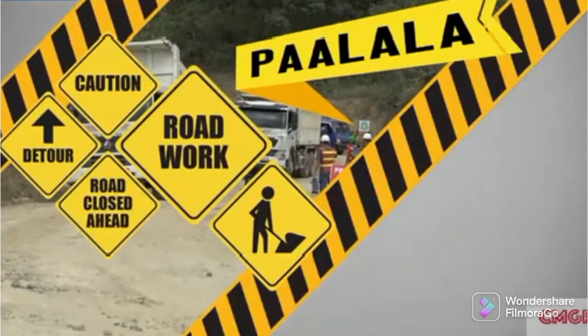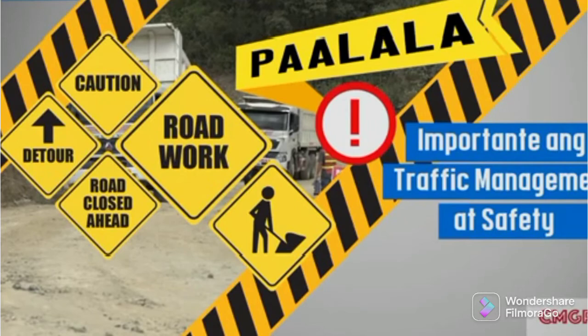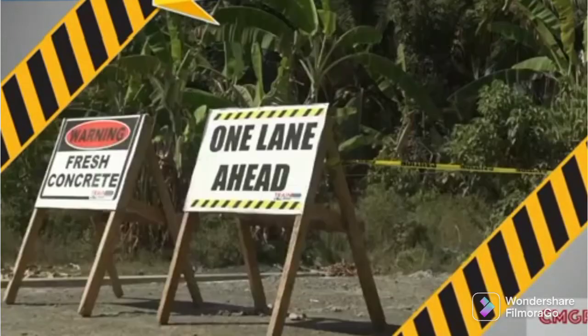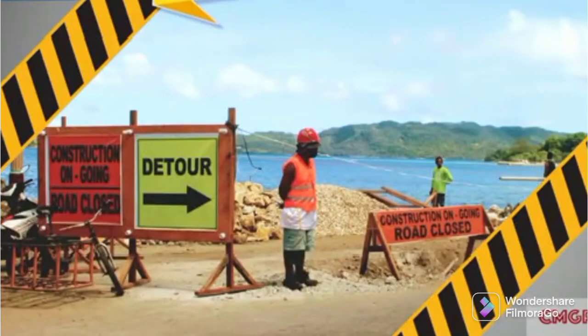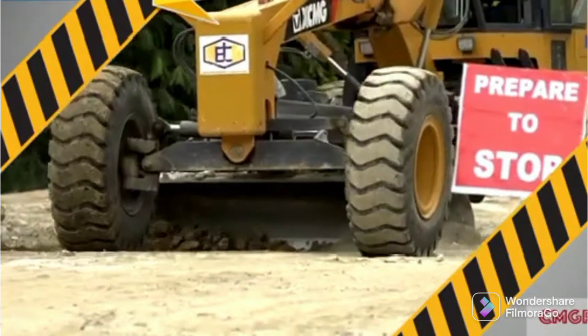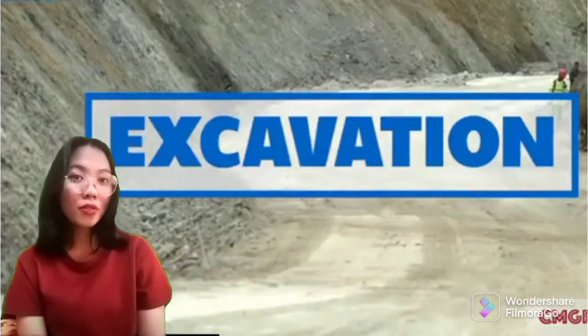It is very important to have the road signs in road construction. It is for traffic management and safety. If you will notice, there are road enclosures before the road construction. It is for the safety of the workers, of the pedestrians, and of course of the motorists. Right after clearing and grubbing, we will proceed to excavation.